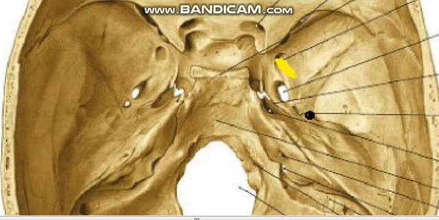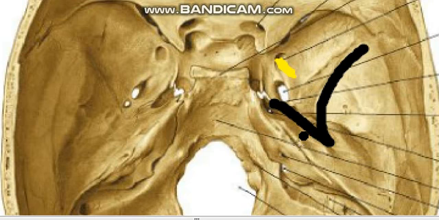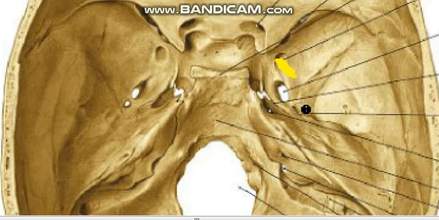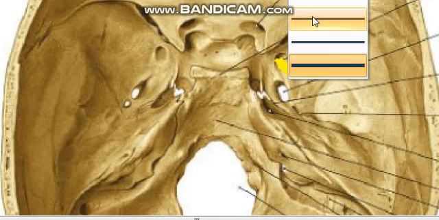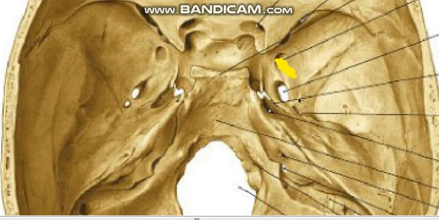Somewhere here is a very small foramen which is called the foramen spinosum. This is the outline of the greater wing of the sphenoid. Somewhere here, close to the tip of the greater wing of the sphenoid, you have another foramen. This is called the foramen spinosum. There is a small foramen over here which is called the foramen spinosum.